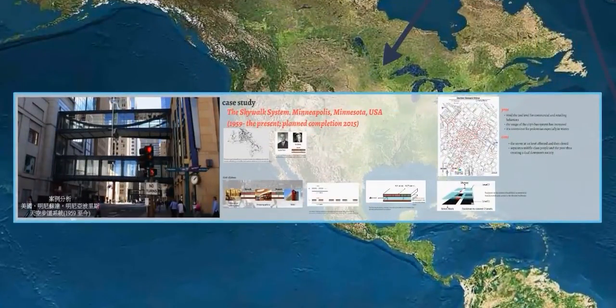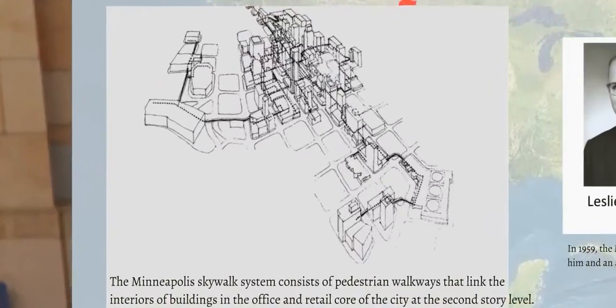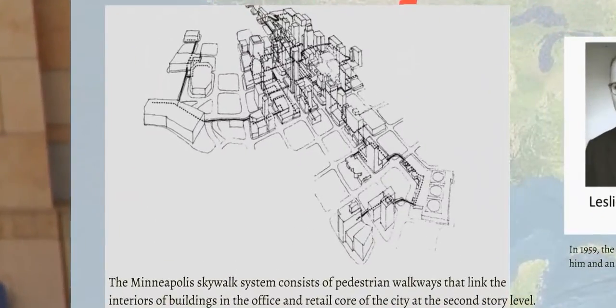Case study: the Skywalk System, Minneapolis, Minnesota, USA, 1959 to the present. Planned completion 2015. The Minneapolis Skywalk System consists of pedestrian walkways that link the interior of buildings in the office and the retail cores of the city at the second-story level.